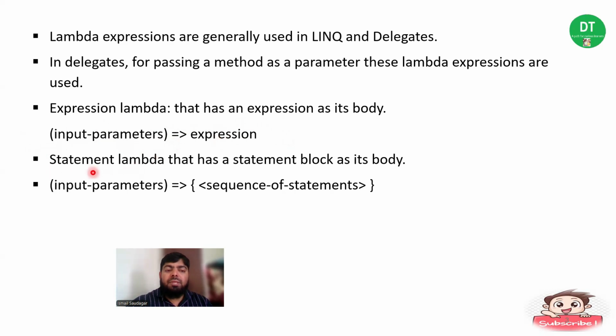Statement lambda has a statement block as its body, meaning it will have more than one line of code, and we will use curly braces. Here you can see that my first value is the input parameter before the lambda operator, and on its right side we can have the coding lines, that is, a sequence of coding statements. So this is called a statement lambda.